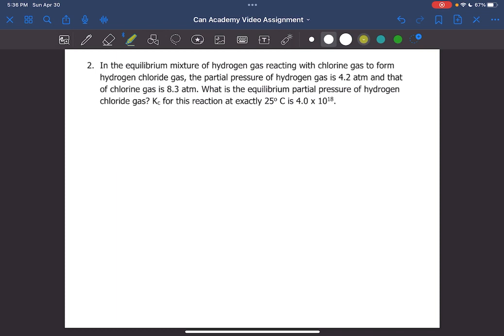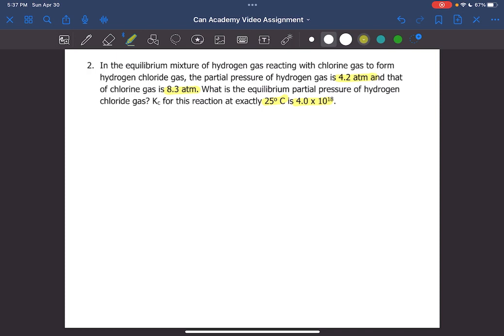So if we look at what we're given: the partial pressure of hydrogen gas, which is 4.2 atm, the partial pressure of chlorine gas, which is 8.3 atm, the temperature at which the reaction is taking place, which is 25 degrees Celsius, and the Kc value, which is 4.0 times 10 to the power of 18.